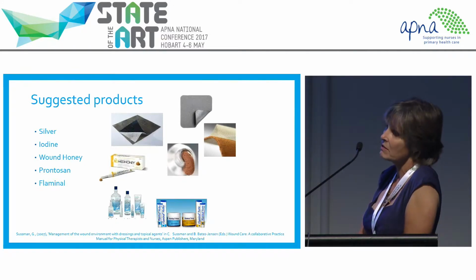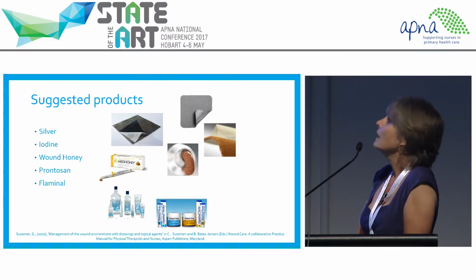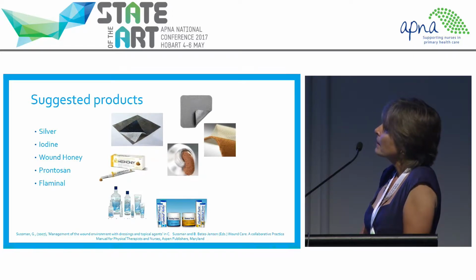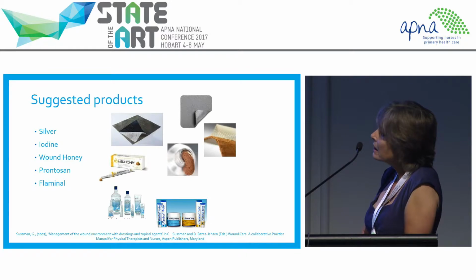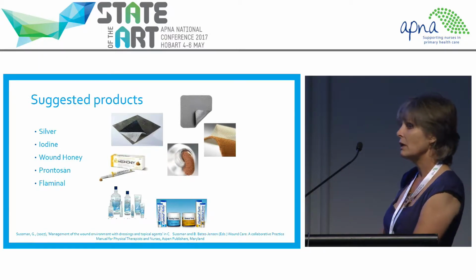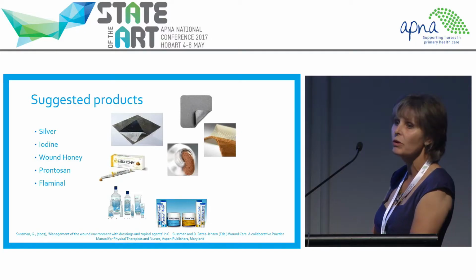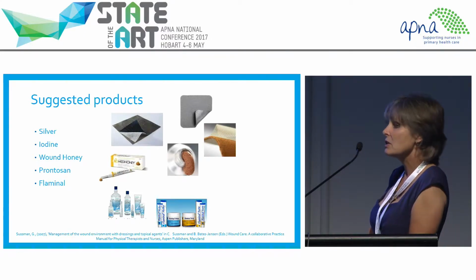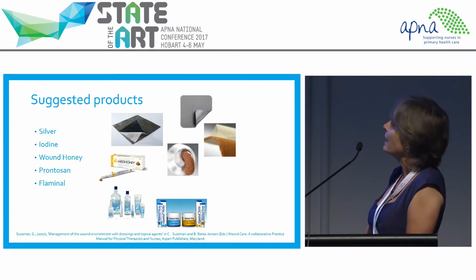Lots of different products around. These are just a few of them. Silver is an excellent product. Iodine, Medihoney, Prontosan and Flaminol are all in use, depending on what you're trying to do with your wound. So we've got absorbent dressings, we've got dressings that will absorb and donate moisture.